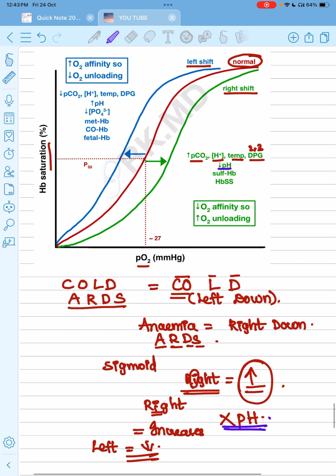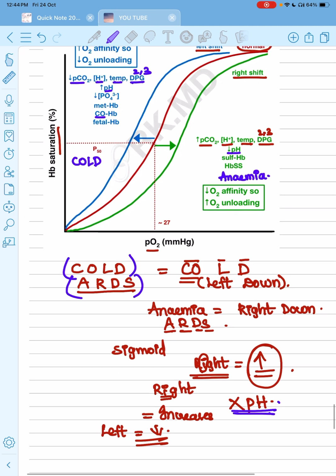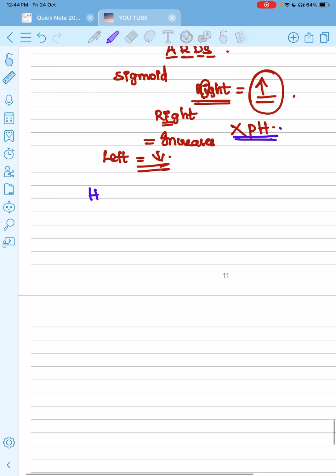Here if you see there is a leftward shift. So everything what decreases will cause leftward shift, decreased PCO2, decreased H plus, decreased temperature, and decreased 2,3-DPG, except pH. So the pH here is increased. And as I told you, CO, which is COLD, so it is leftward shift. And here they didn't mention anemia, which causes rightward shift because the mnemonic is ARDS and COLD. And fetal hemoglobin. Fetal in the spelling it says L, which is leftward shift.